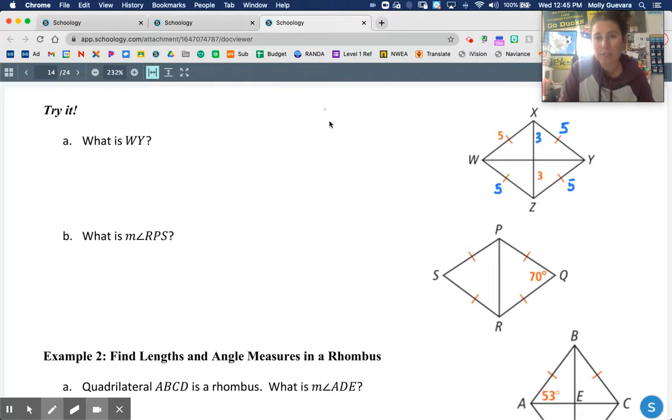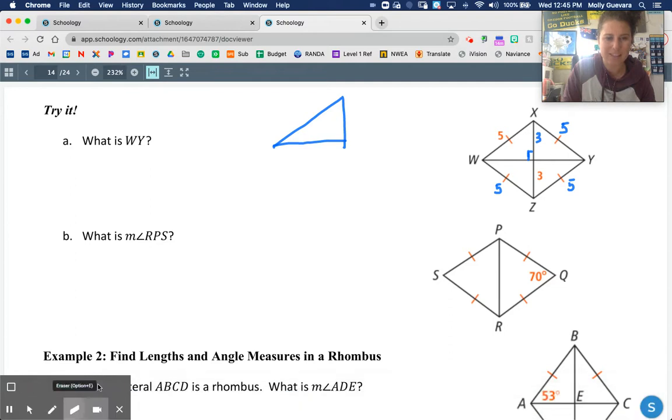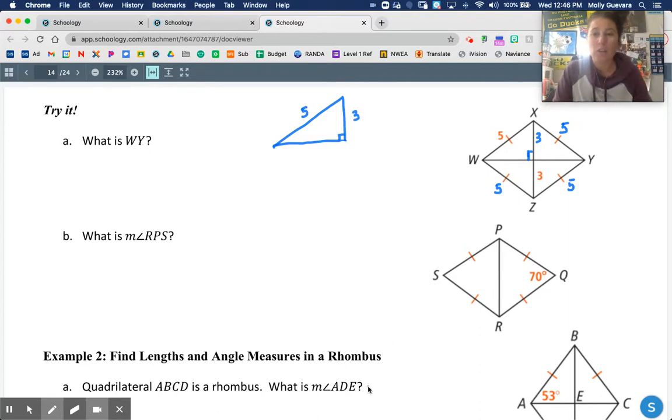So a couple different ways that we can do it, but knowing that the diagonals of a rhombus are 90 degrees, or perpendicular, excuse me, I can draw this 90 degree angle, right? So here's my 90 degrees. I know that this is 5 and I know that this is 3. So because I have this right triangle, I can use Pythagorean's theorem, right? A squared plus B squared equals C squared. And that will tell me my second leg.